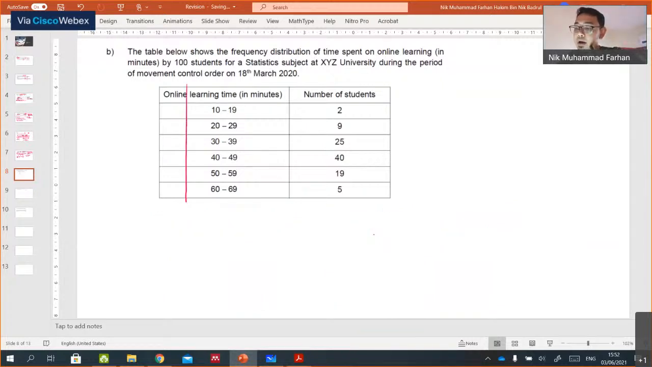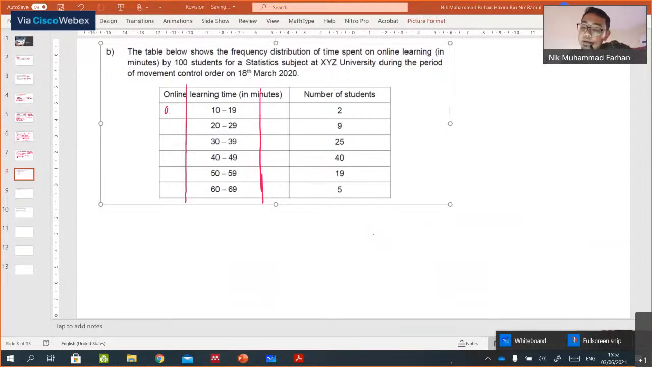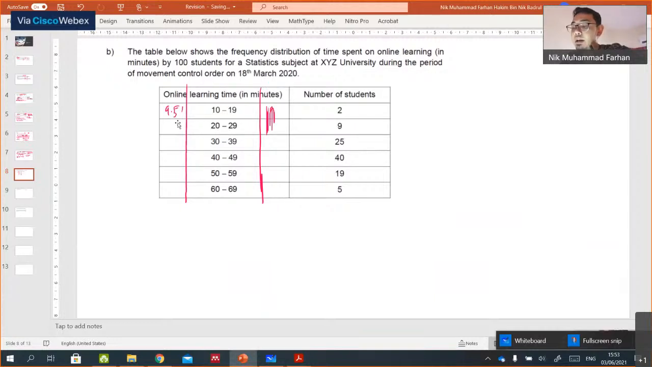I think in the lower problem, I made the class boundary 9.5. Right, here 9.5. This is the challenge of using this technology. Then 19.5, 29.5, 39.5, 49.5, 59.5, 69.5. So this is the upper boundary, right? Then the frequencies are 2, 9, 25, 45 and so on.